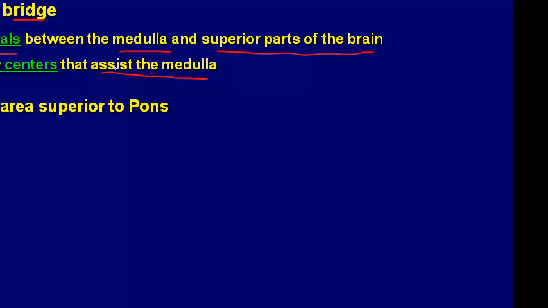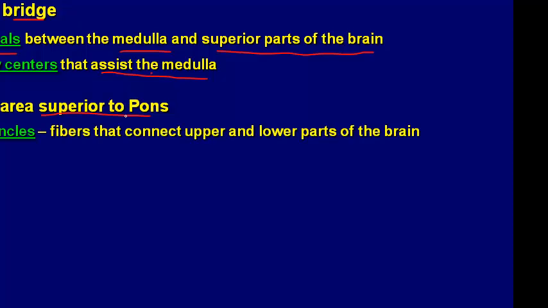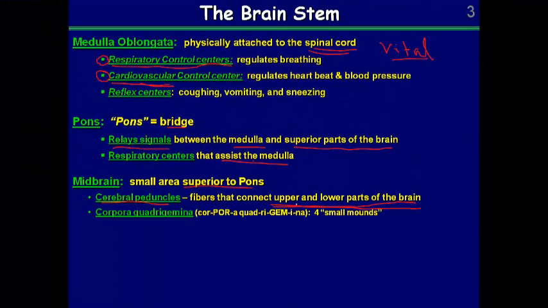Then an area above the pons is called the midbrain, so area superior to the pons. And this region is divided into a couple different areas. One are the cerebral peduncles. Cerebral peduncles are fibers that connect the upper and lower parts of the brain, again sending information up to higher parts of the brain or bringing information down to lower parts of the brain.